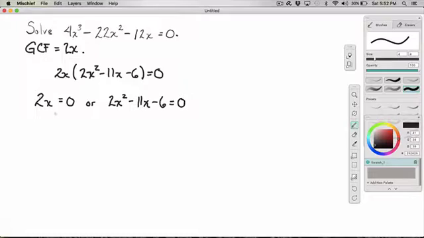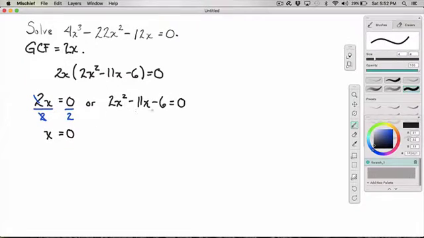Let's solve this first one, 2x equals 0. We divide both sides by 2. I'm going to do that in blue just so we can track our changes here. So if I divide both sides by 2, the 2's cancel on the left, and 0 divided by 2 is 0, so I'm left with x equals 0. And that actually is one of the solutions to our problem.